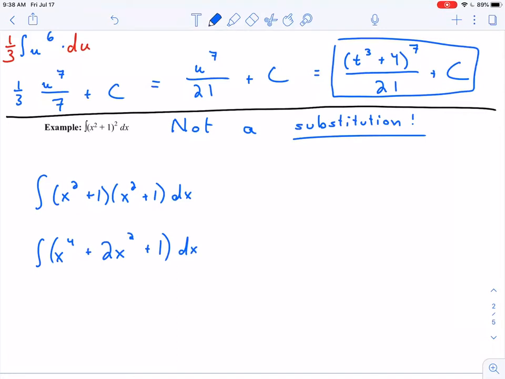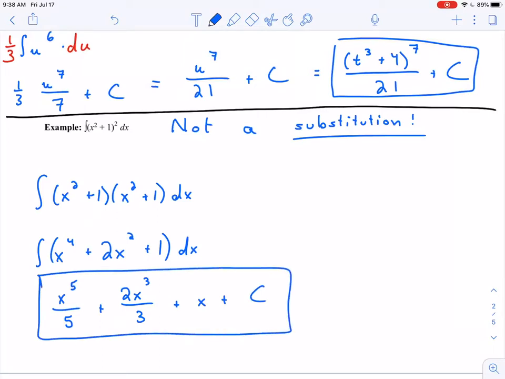And then, okay, now I can just do the power rule. It's just a polynomial. So this will be x to the 5th over 5 plus 2x cubed over 3 plus x plus c. So this is my solution. This is my antiderivative. So be very careful.